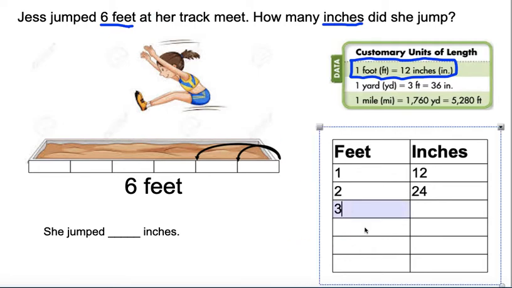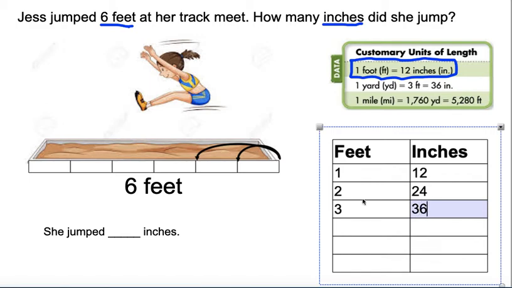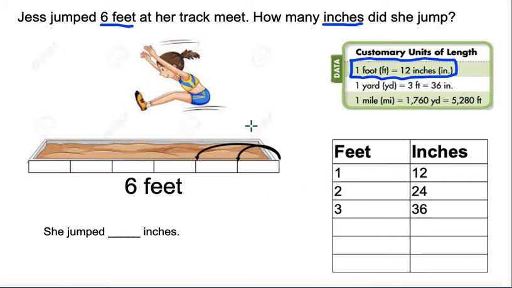Okay, let's continue our table. 3 feet. Well, let's just add on 12 more inches. 24 plus 12, that's going to be 36 inches. Let's visualize that over here. That's another 12 inches, right? 1 foot, 2 feet, 3 feet equals 36 inches.